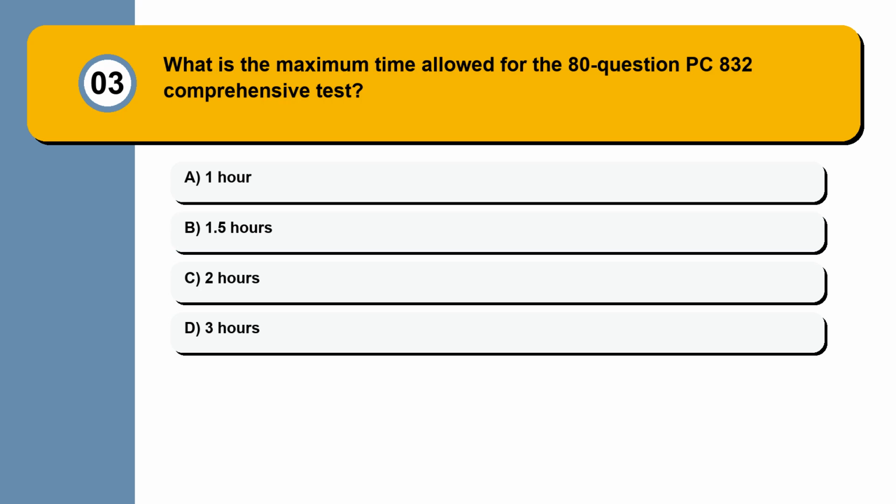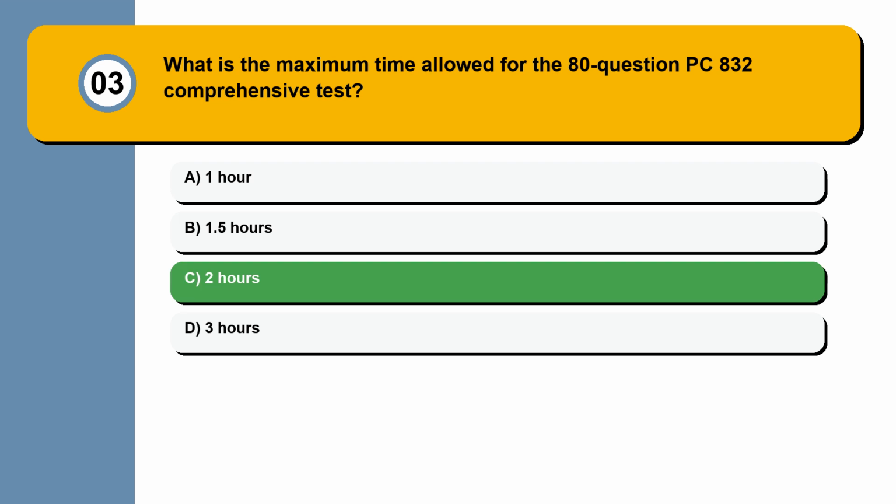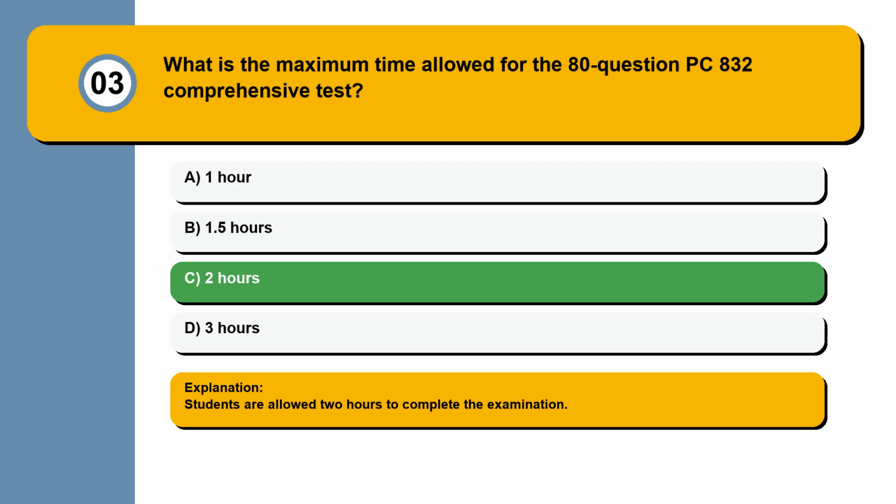Question 3. What is the maximum time allowed for the 80-question PC 832 comprehensive test? 1 hour, 1.5 hours, 2 hours, 3 hours. Students are allowed 2 hours to complete the examination.